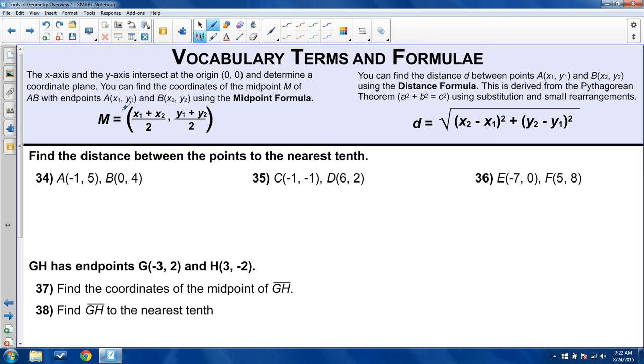Okay, midpoint and distance formula. Here are 2 new terms and formulas for them. The x-axis and y-axis intersect at the origin 0, 0 and determine a coordinate plane. You can find coordinates of the midpoint, denoted capital M, of AB, if point A was at x1, y1 and point B was at x2, y2, we can use what's called the midpoint formula.